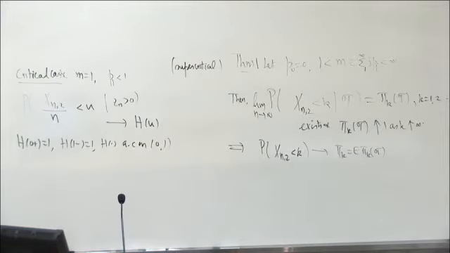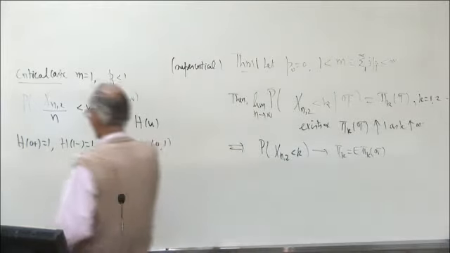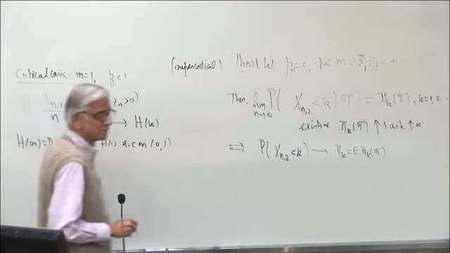H of 0 plus is 1. Well, xn2 has to be between 0 and 1. So in other words, the random variable that it goes to is in the open interval 0 to 1. Yeah, but H of 0 plus is 0. It is 0, sorry. Not 1, of course. Thank you. H of 0 plus is 0.